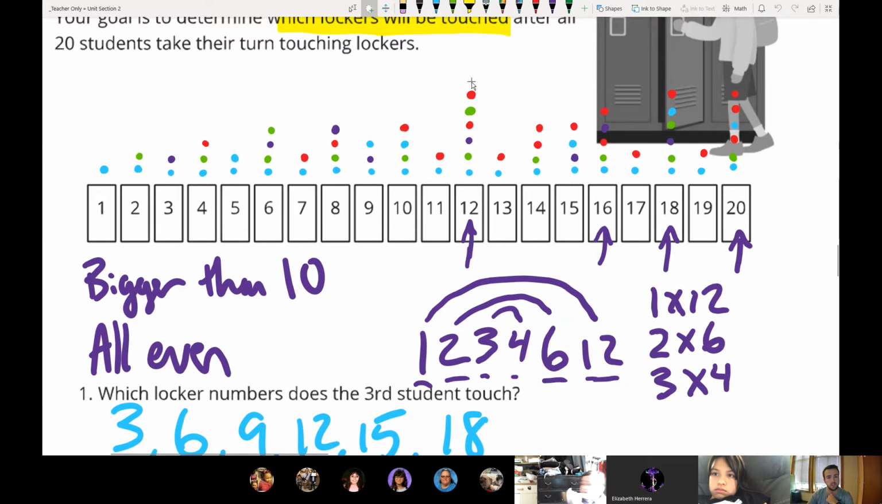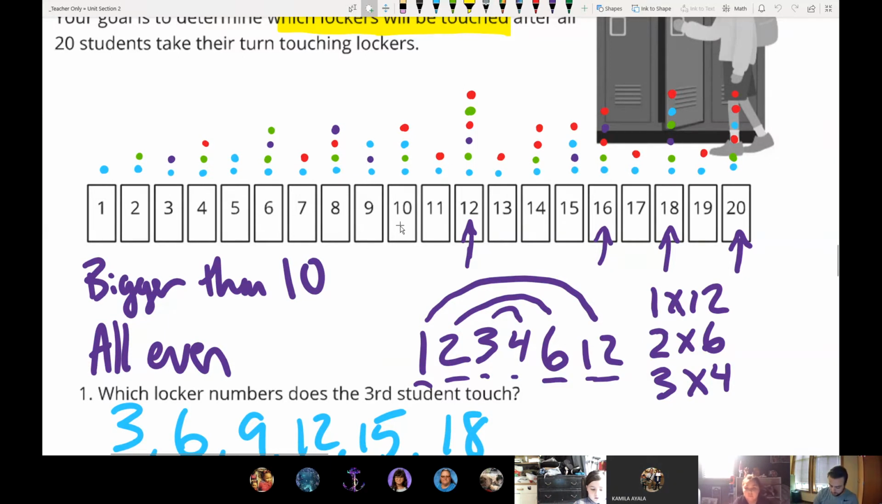Okay, so each of these dots actually represents a factor of that number that the locker is. So there are 6 factors of 12, and we have them listed here: 1, 2, 3, 4, 6, and 12. Does that make sense? Yes, each of these dots represents a factor of that value.